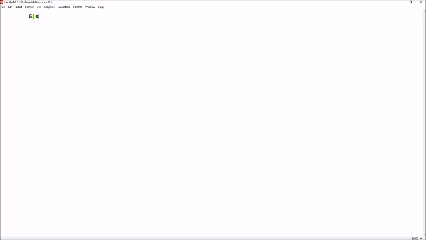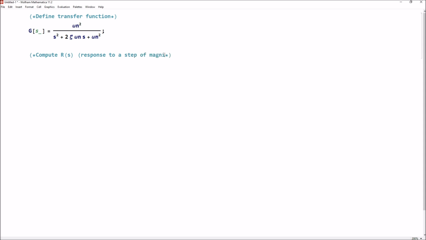So maybe the first thing we should do is define our transfer function g of s, right? We said that was omega n squared all over s squared plus 2 zeta omega n s plus omega n squared. That was our transfer function. Now let's go ahead and put some comments in here. Define transfer function. And now let's compute r of s. This is the response to a step of magnitude a. So we said r of s is just going to be g of s times the input, which was a over s. Okay, that's perfect.